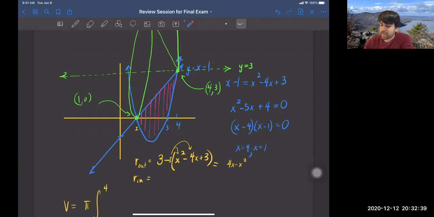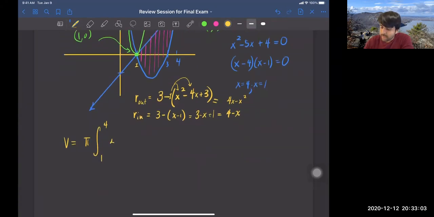And what's going to be the inner radius? What's going to be this guy here? The difference between this and this. But what is this? This is x minus 1. What is this? 3. So 3 minus x minus 1. So make sure you put that parentheses. 3 minus x minus 1. Distribute the negative, and I get 3 minus x plus 1. And I get what? 4 minus x. My inner radius. So my outer radius is what? 4x minus x squared minus 4 minus x squared dx. Do you guys see that? This is the hardest part of this problem.